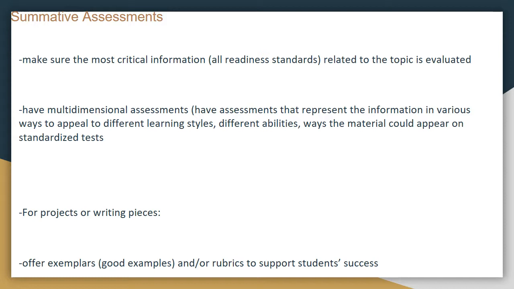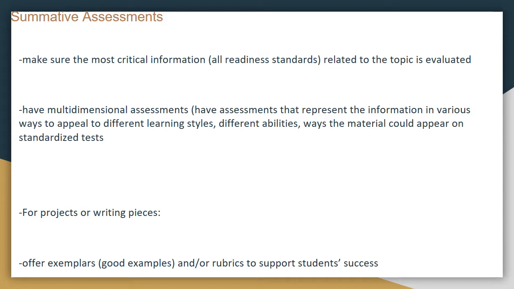Also, you want to provide multi-dimensional assessments. You want to have different types of questions. You want to have assessments that maybe have multiple choice. They might have short answer. They might have fill in the blank. You could even have some matching. You could have essay questions. You want to provide various different activities for students to demonstrate their knowledge. You could also have them produce a product in which they explain their learning in a different way, either representing it visually or musically or in written format.